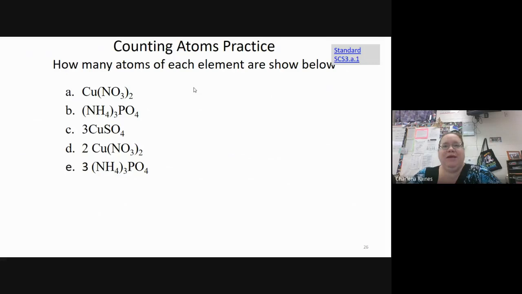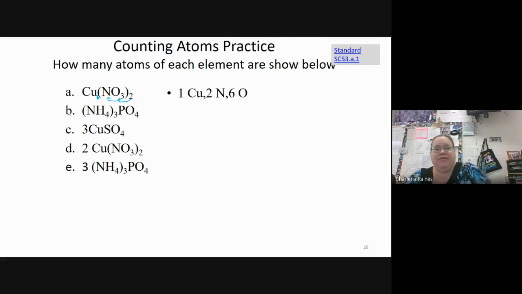So if I'm looking at my example A, notice I don't have anything beside that Cu. So remember, we have our invisible 1 if there's nothing beside it. There's no parentheses, so therefore I only have 1 copper. But my NO3 is in parentheses. Therefore, I have to distribute this 2 within. So I have 2 nitrogens and 6 oxygens.